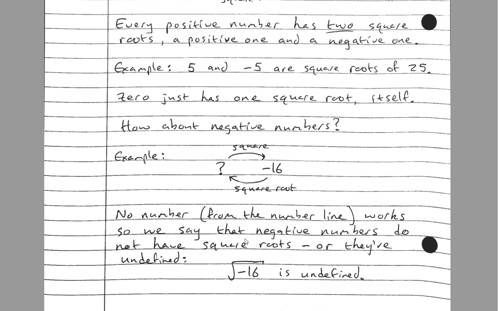Okay, so we're saying that negative numbers do not have square roots. Or I guess we'll say square roots of negative numbers are undefined. That's what we're saying for this course. Yeah, there is a way to get square roots of negative numbers, but you have to go outside our real number system. Just working on the number line, it's undefined.